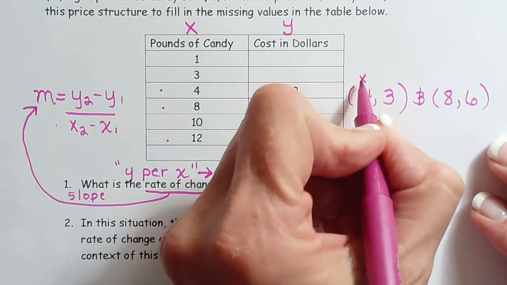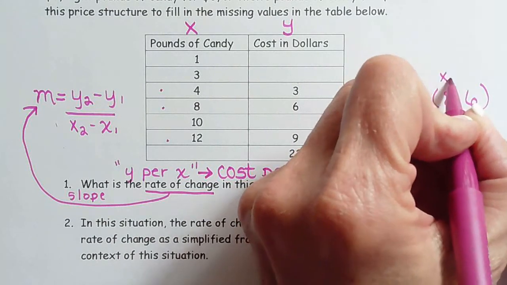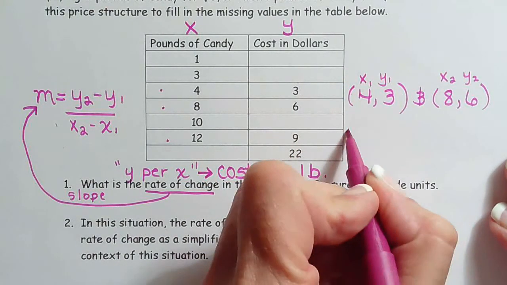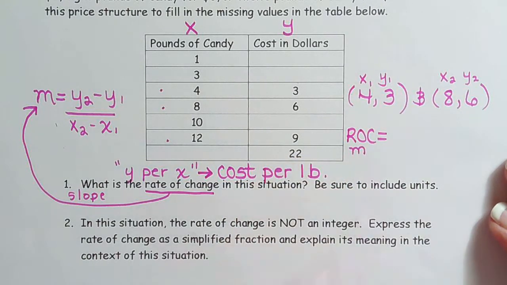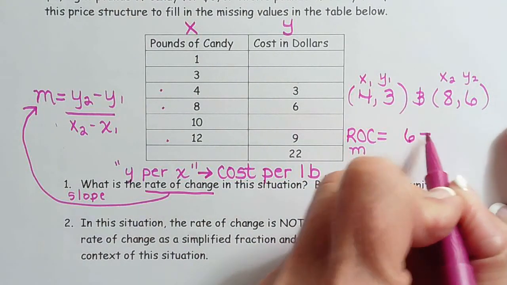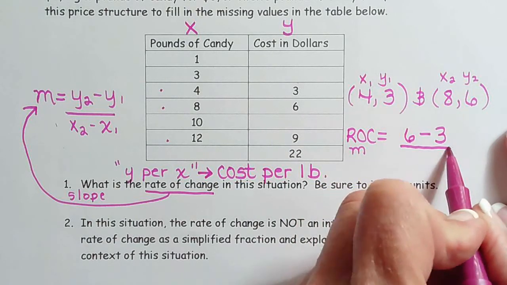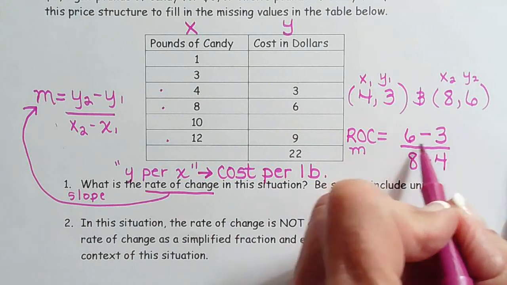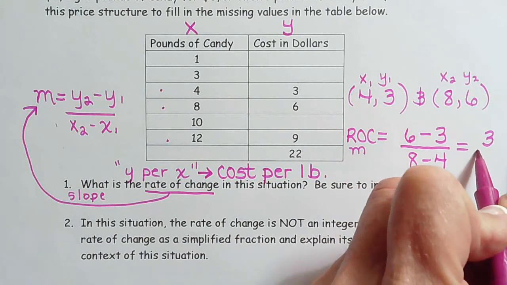So when we were doing this in Module 6, we called this x1, this y1, this x2, this y2. So our slope or rate of change is, and let's just put m there too, so you know they're the same thing, second y minus the first y over second x minus the first x. So that comes out to be 6 minus 3 is 3, 8 minus 4 is 4.